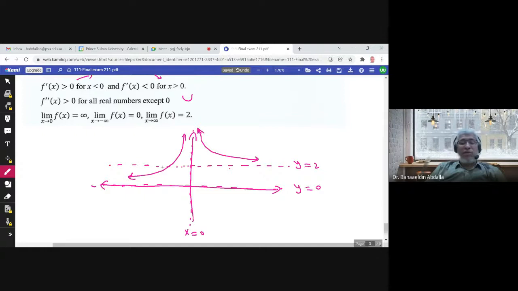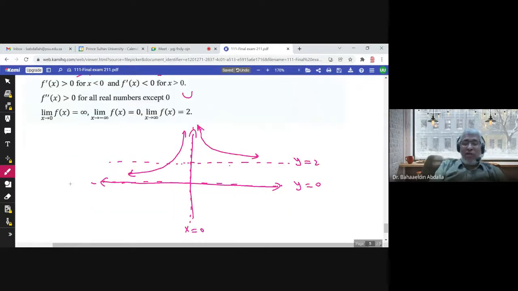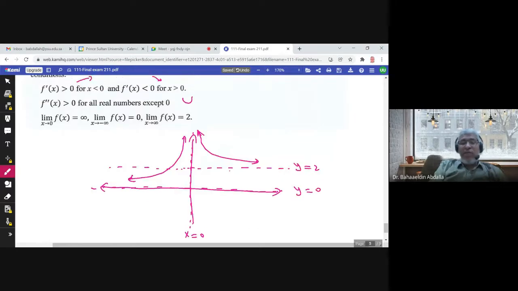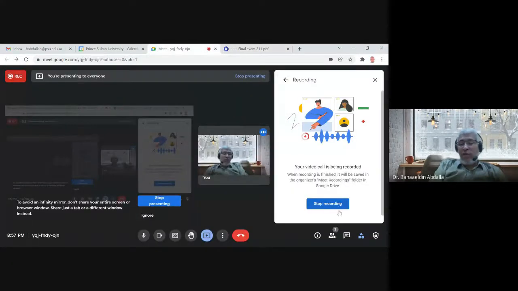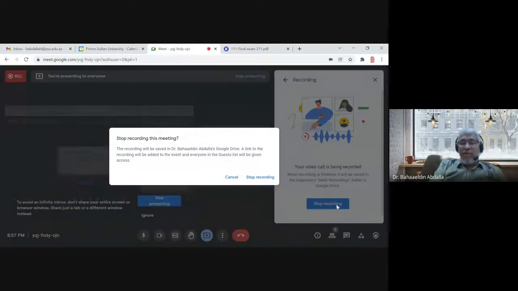So this graph will satisfy all the conditions, and this is the end of the exam. I hope that you enjoyed practicing this final exam.